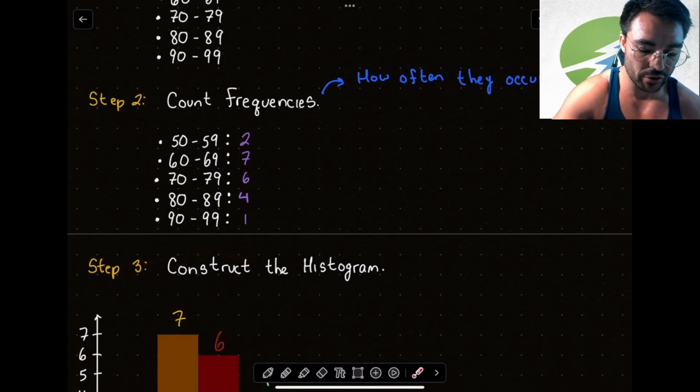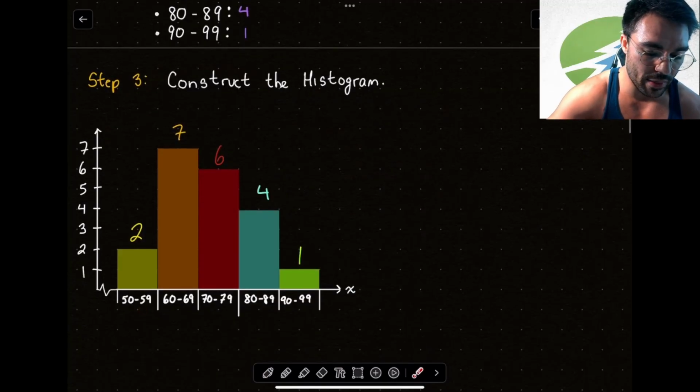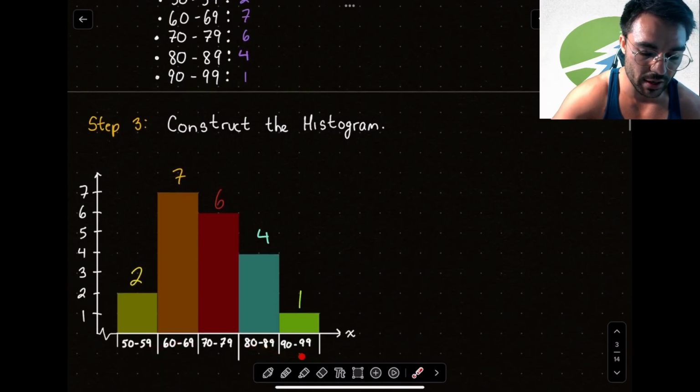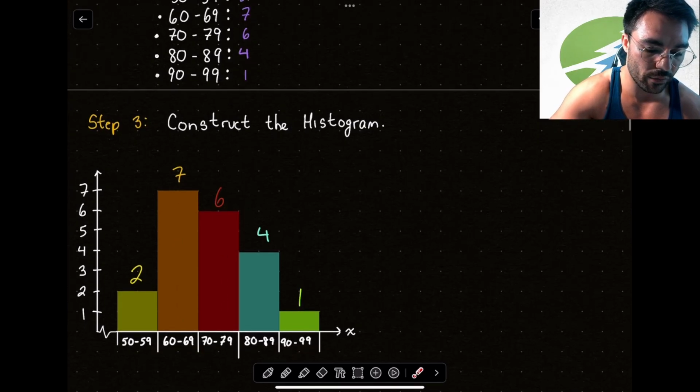Step three, we're going to draw the histogram. So the histogram is going to look like a bar graph. At the bottom, for each bar, is going to be the bin that we created. Okay, you can see I have them listed here. And then for the height of the bar, it's going to be our frequencies.